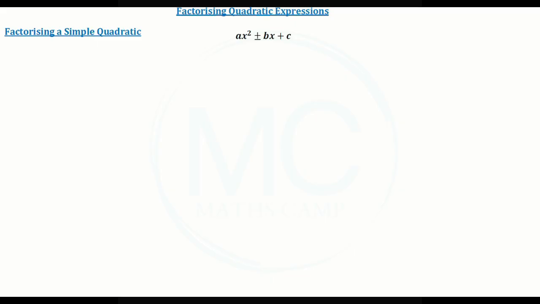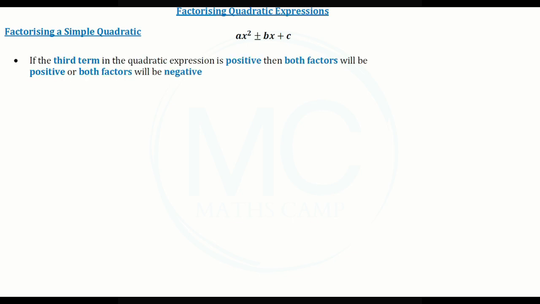We have just seen that if you multiply two positive values, you will get a positive answer. But if you multiply two negative values together, you will also get a positive answer. If your constant c in the quadratic is positive, then the constants in the brackets will both be positive or both be negative. But how do we know which to use? We need to look at the sign before b, which is the coefficient of x.